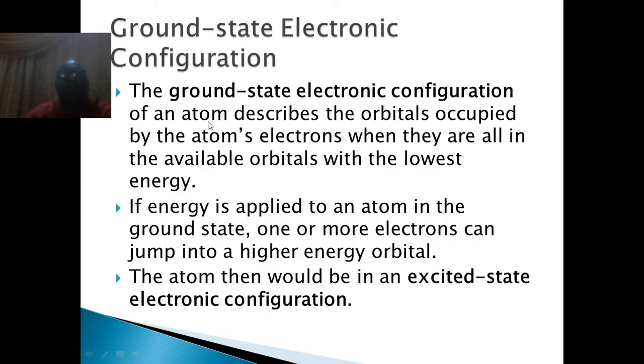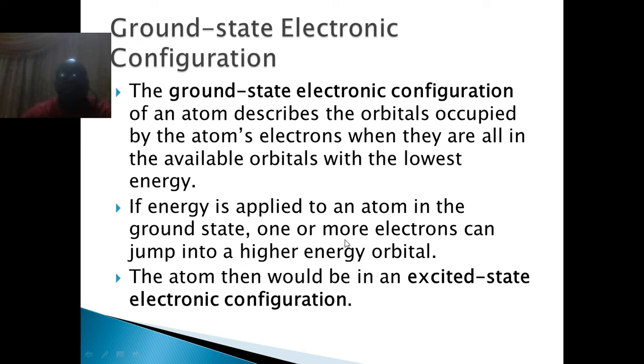Now, electronic configuration. The ground state electronic configuration of an atom describes the orbitals occupied by the atom's electrons when they are all in the available orbitals with the lowest energy. In other words, the electronic configuration of an atom describes the arrangement of electrons in the atom. Simply put, just like that.